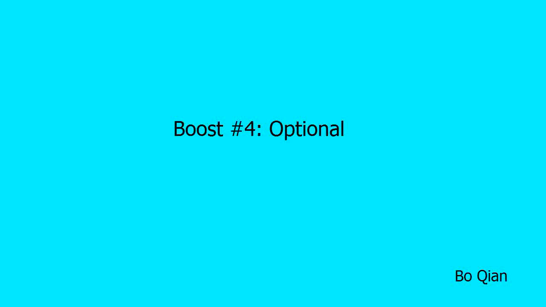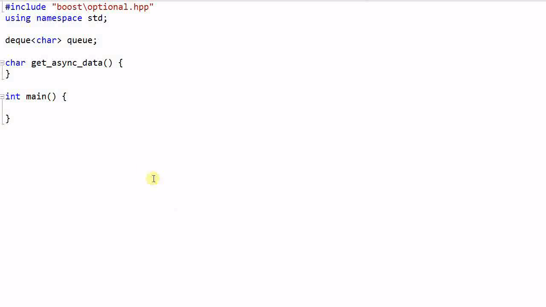Hello everyone, today we'll talk about the boost optional class. Let's consider this function getAsyncData. It will get data from this queue and return it as a char.